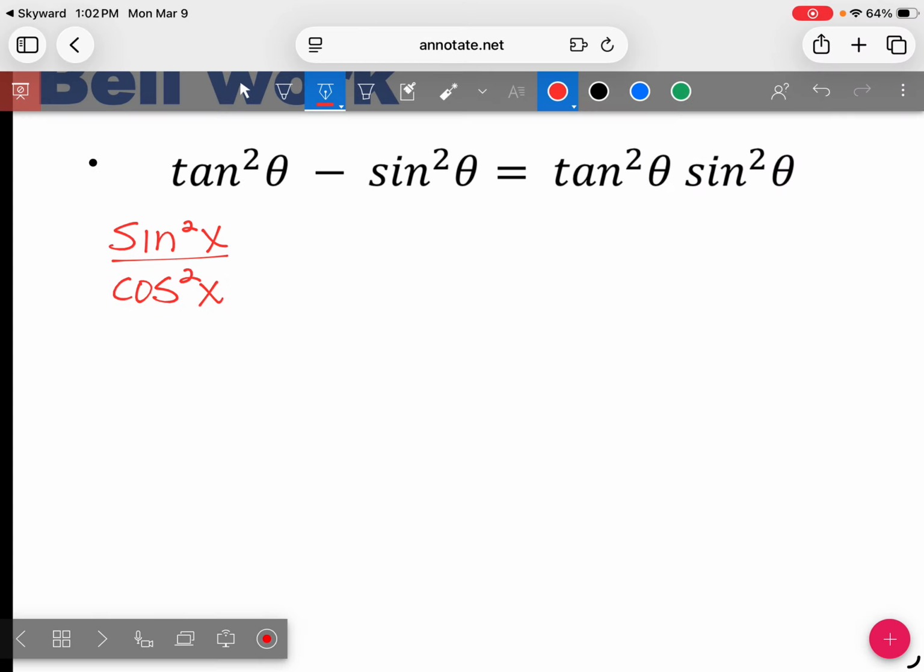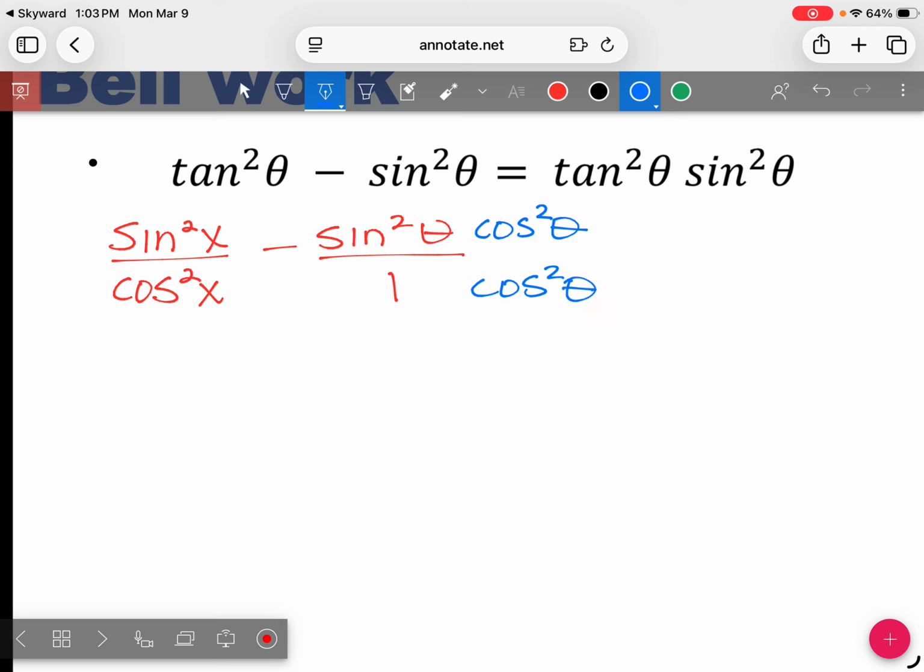So you got that, and then this is minus sine squared. Then I told you, you need a common denominator, right? Because this fraction has a cosine as a denominator, but this one has a 1. So how do I get a common denominator? What should I do? Multiply what? Cosine squared. Good, on the other side. So we're going to multiply this one, top and bottom, by cosine squared.